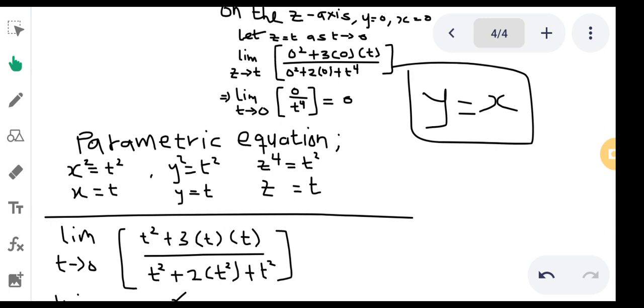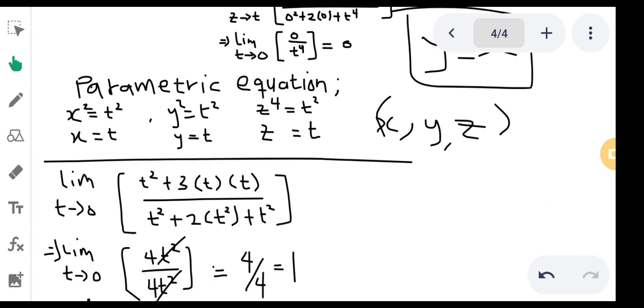Mind you, I said we are doing it in such a way that all the exponents of x, y will be the same. So I want all of them to be in exponent 2. And this is the parametric form when we are finding a limit in x, y, z. So when we have an equation that contains x, y, and z, we normally use this form of parametric equations.